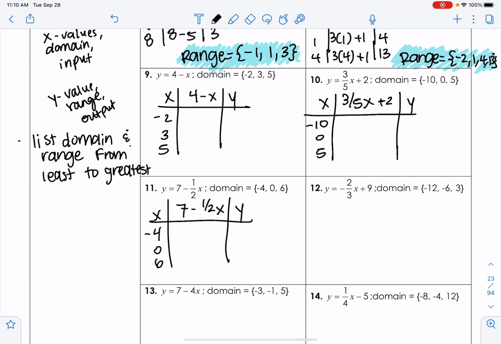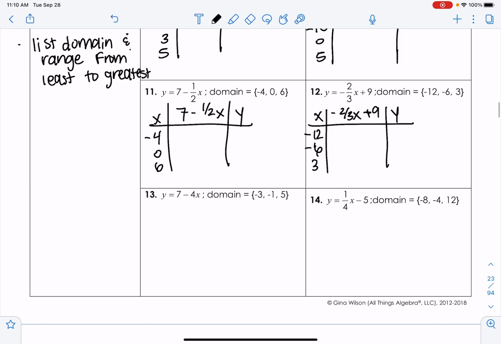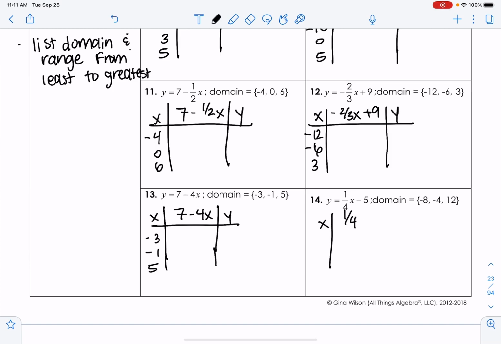With domain -4, 0, and 6. Then you've got x, -2/3 x plus 9, and your y, with domain -12, -6, and 3. Your next one is x, 7 minus 4x, and y, with domain -3, -1, and 5. And 1/4 x minus 5, and your y.